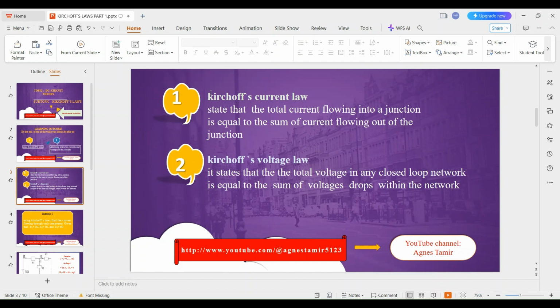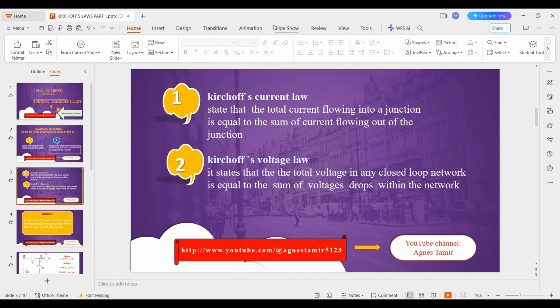I believe we have achieved it, whereby we were supposed to state Kirchhoff's laws, and we have done that by stating Kirchhoff's current law and Kirchhoff's voltage law. Let's look at learning outcome number 2, whereby we are supposed to determine unknown values for current and voltages in a DC circuit.